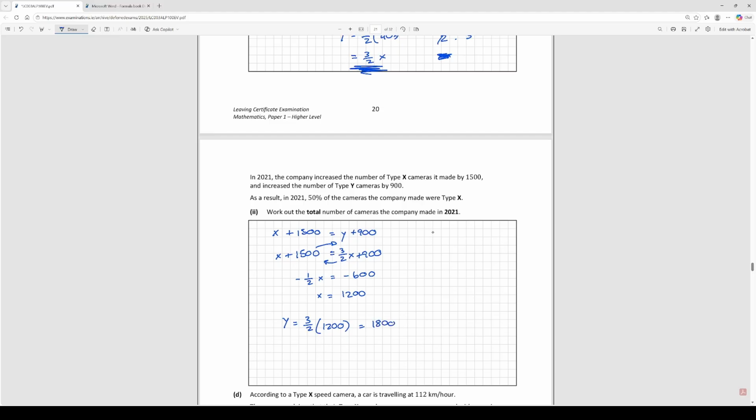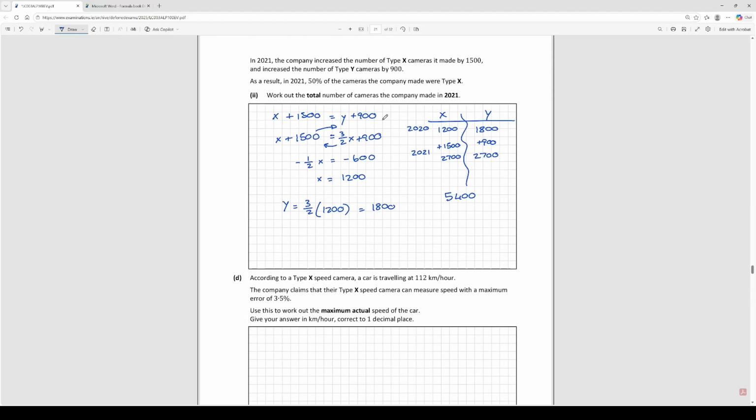Now, what that would mean is that there's the x, there's the y, in 2020, we just found out, it was 1,200 and 1,800, which fits the 2 to 3 situation, the 40%, 60%. Then in 2021, there was the original 1,200 plus 1,500. So that's 2,700. And then the 1,800 had an extra 900 added on, which is also 2,700, which is grand because it's 50-50 like they said. Total amount 5,400.